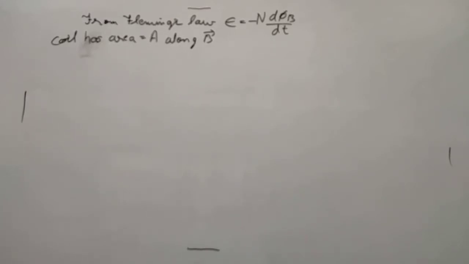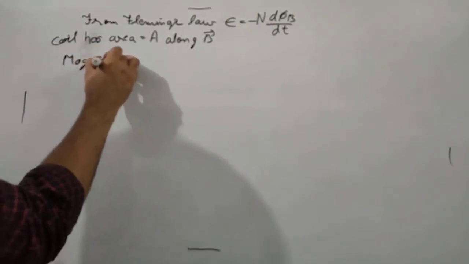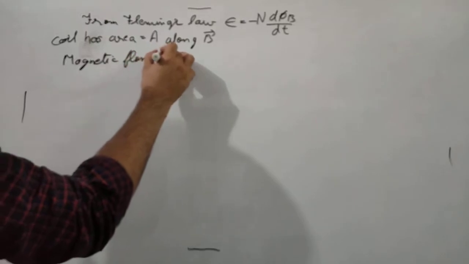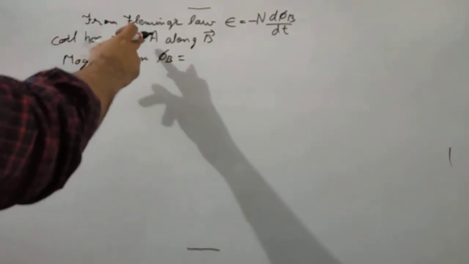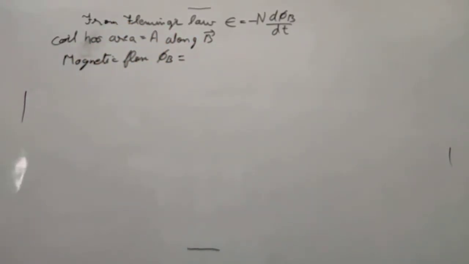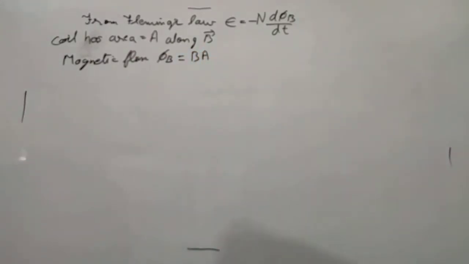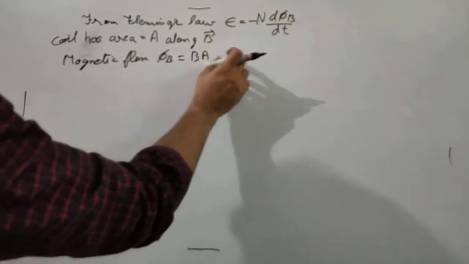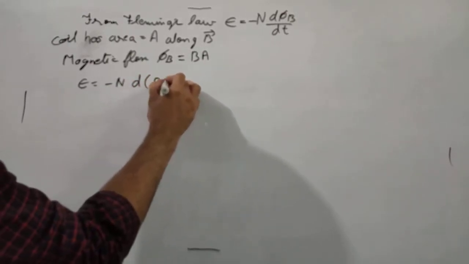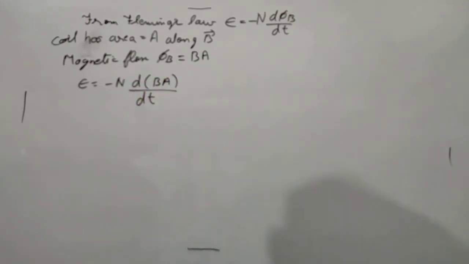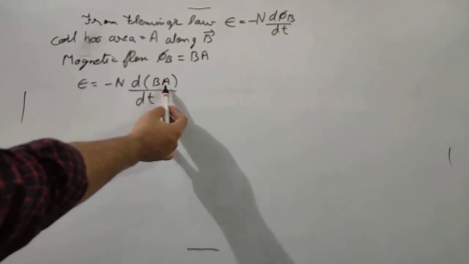So in this case we know that magnetic flux phi B is equal to BA cos theta. Since A and B are in the same direction, theta will be 0, so cos theta will be 1, so magnetic flux will just be B into A. Now if you put this value of magnetic flux here, then EMF will come out to be minus N d(BA) upon dt. That means we are differentiating the magnetic field and the area of the coil.